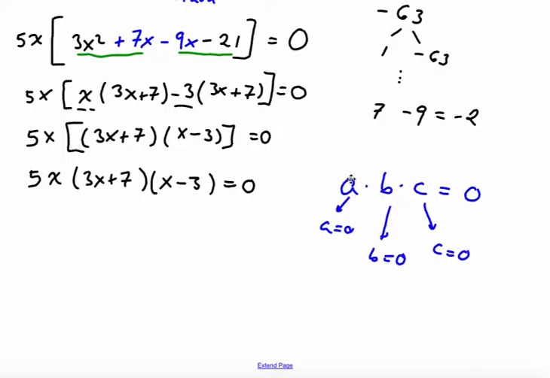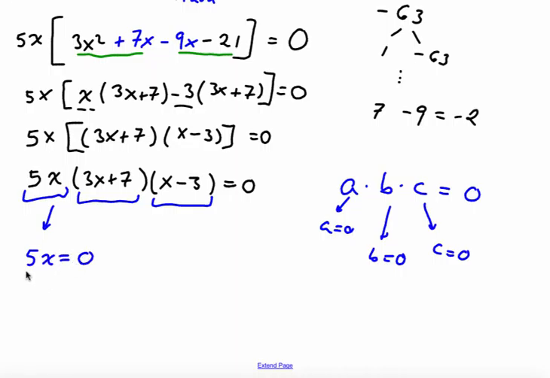Well, I hope you see this A times B times C equals 0 is pretty much the same situation that we have right here. We have 5x, a 3x plus 7, and x minus 3 equal to 0. So really what I need to do is find out when each of these individual linear terms, or excuse me, linear factors equals 0. So when does 5x equal 0?